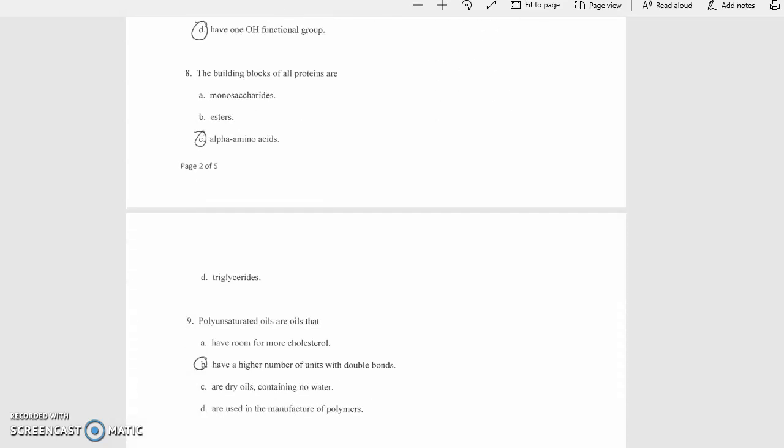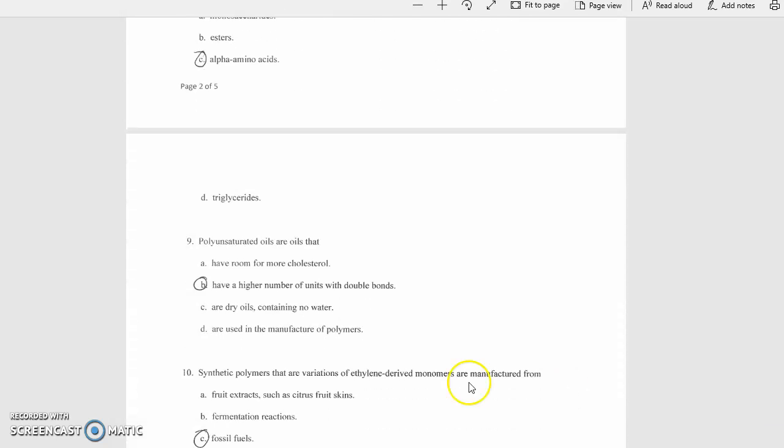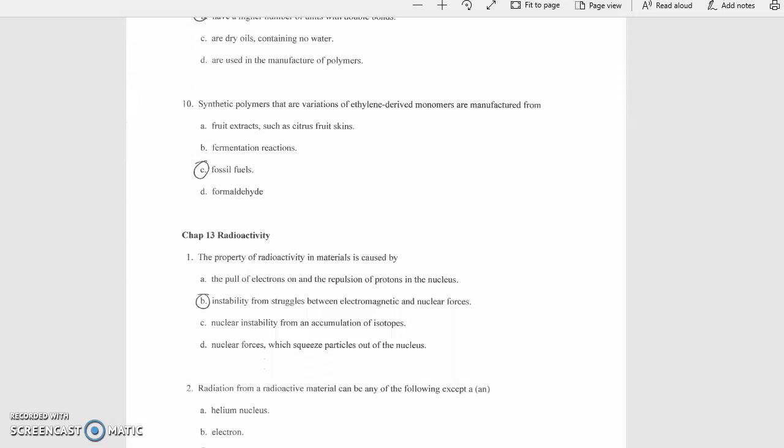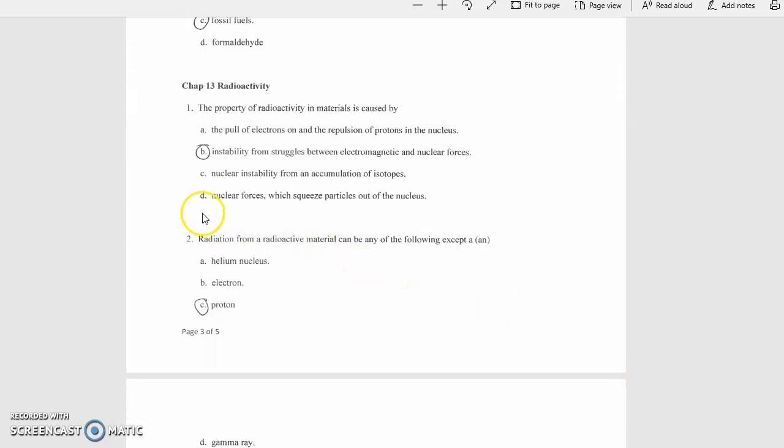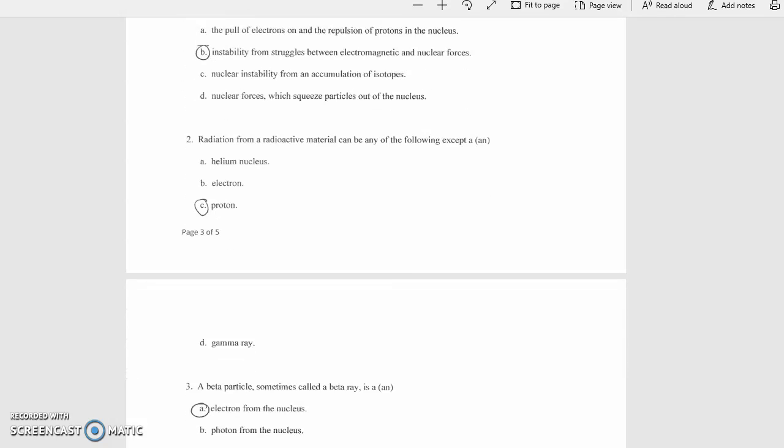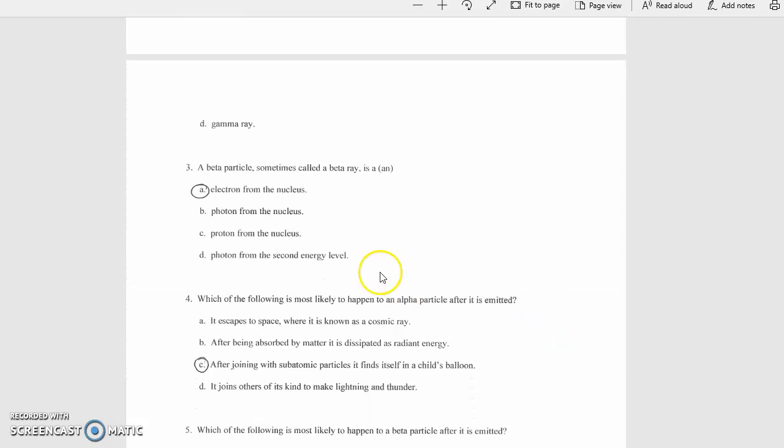The next one we have: polyunsaturated acids have a higher number of units with double bonds. That's what unsaturated means, a lot of double bonds. Synthetic polymers, they are derived from fossil fuels. Radioactivity, we've got instability from struggles between electromagnetic and nuclear forces. That's what causes that there. Proton is the one that's not going to be coming out of the nucleus. A beta particle is called a beta ray. It's an electron from the nucleus.